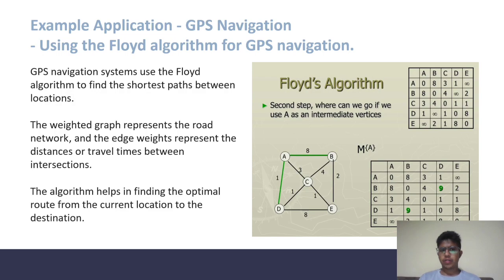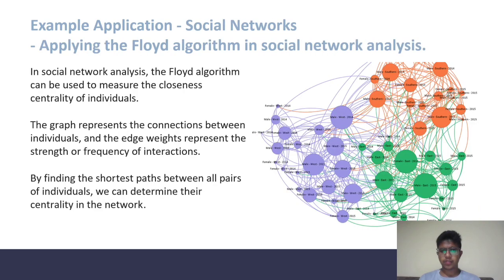GPS navigation systems use Floyd's algorithm to find the shortest path between locations. The weighted graph represents the road network and the edge weights represent the distance or travel times between locations. The algorithm helps in finding the optimal route from the current location to the destination.